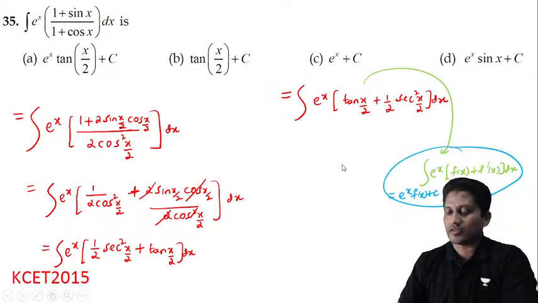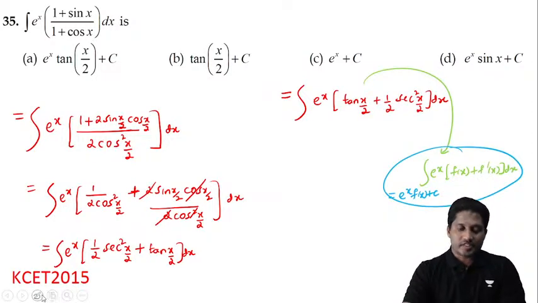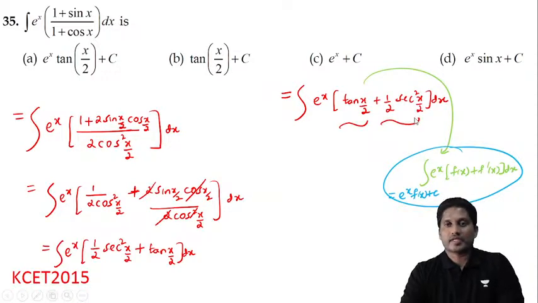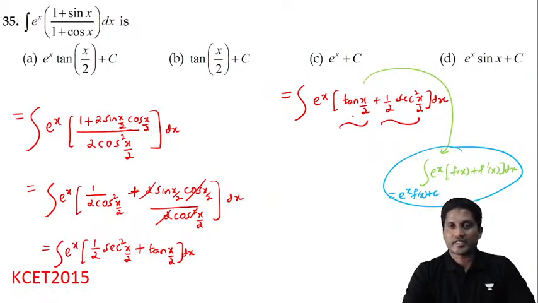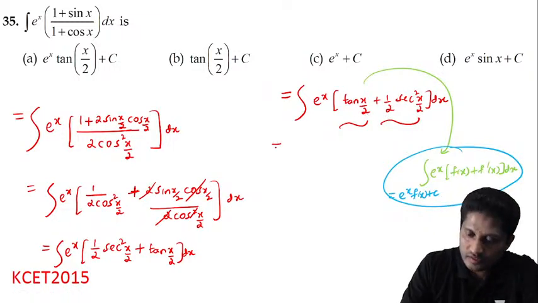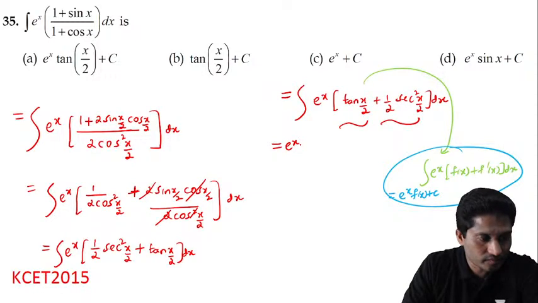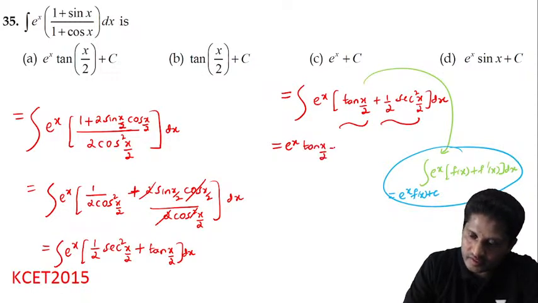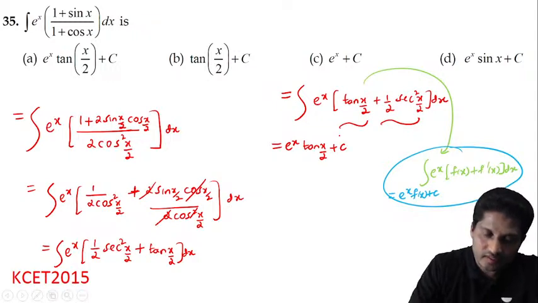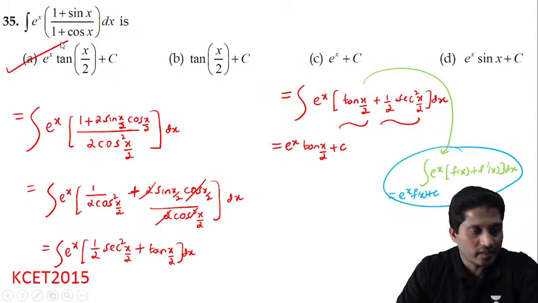Right, now if I bring it to the standard form, the differentiation of tan x by 2 is half of sec square x by 2. This means tan x by 2 is f of x and half of sec square x by 2 is f dash of x. So you get this as e power x into tan x by 2 plus c. Answer is option A. Let's move to the next question.